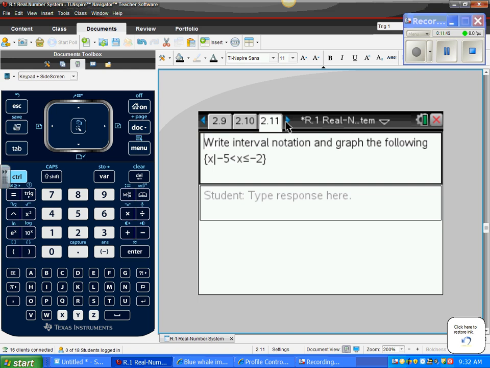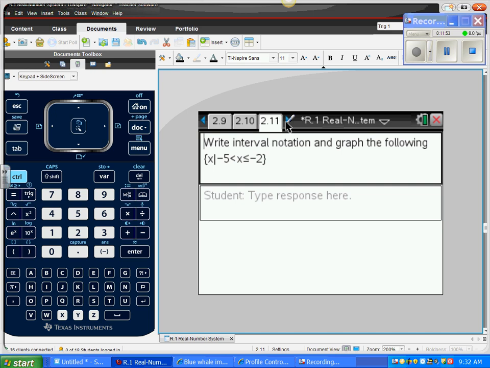Write the interval notation and graph the following. Okay, I'm going to leave the graphing up to you, and we're just going to go over the interval notation to move along a little bit here. -5 is less than x is less than or equal to -2. So this is one of those situations where I have both an open and a closed. My open is going to go with my -5, and my closed is going to go with my -2. Okay, moving on.